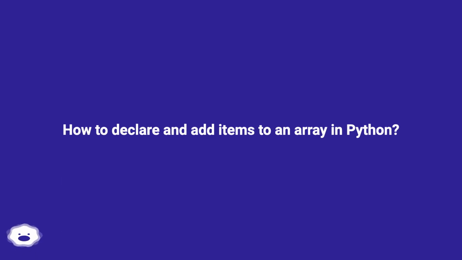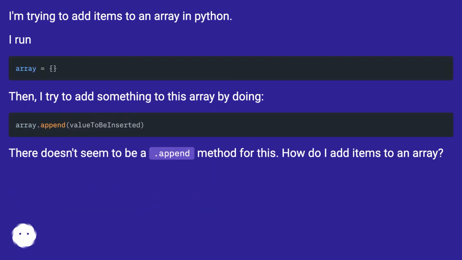How to declare and add items to an array in Python? I'm trying to add items to an array in Python. I run this. Then, I try to add something to this array by doing this. There doesn't seem to be a .append method for this. How do I add items to an array?